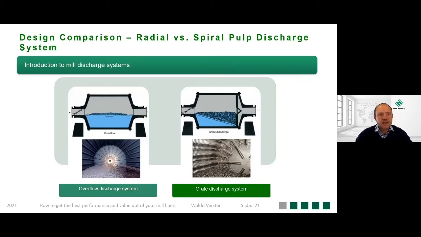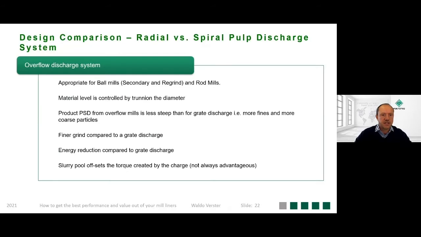So guys, let's discuss a design comparison between a radial and spiral discharge design. I want to kick off immediately with the introduction to mill discharge systems. On the left-hand side, we can see an overflow discharge system. These are the main types of discharge designs, an overflow on the left-hand side and a grate discharge on the right-hand side. From Multotec's point of view, we see the grate discharge system as a critical area of improvement in the mill liner design. Let's look at the characteristics of both designs.